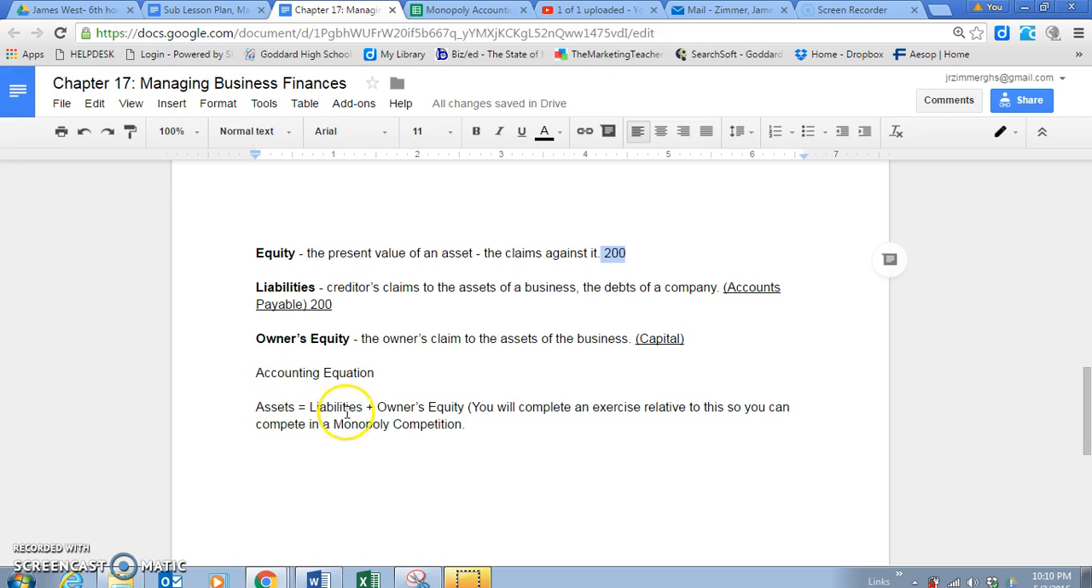Assets equals liabilities plus owner's equity. And this always has to balance. If your equation doesn't balance, then you are not accounting right. And now we're going to complete an exercise relative to Monopoly, and then I'm going to ask you to do your own.